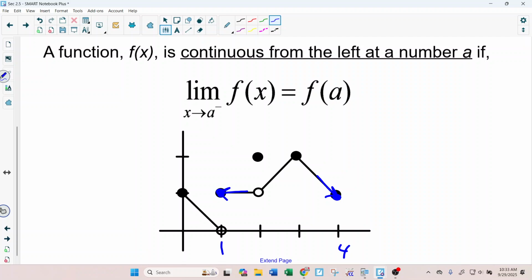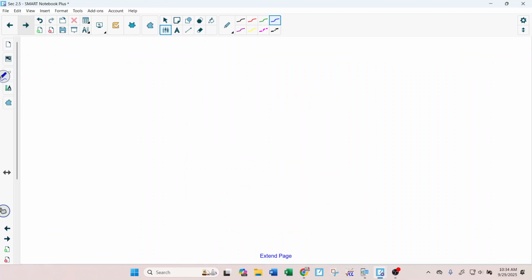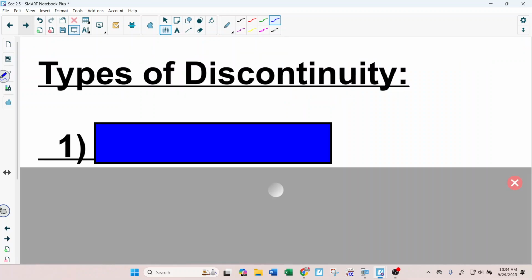But the limit from the left exists equals the function's value. This over here, the limit from the right at 0, is continuous. And then here you could see, like at 2, the left and the right aren't equal to the function's value, so it's not continuous there. Okay. All right. So let's talk about how this can happen when we look at graphs.